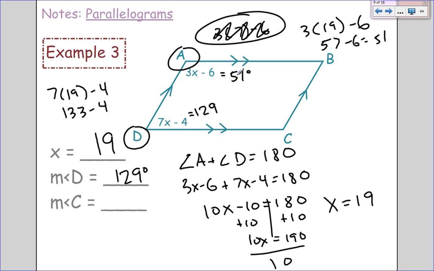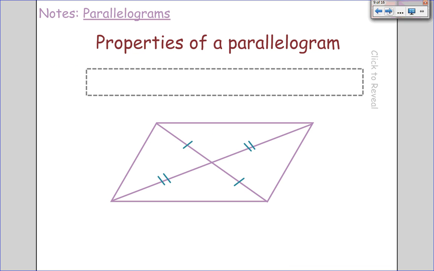Now, I knew I was wrong there. This is a good strategy because if I plugged in 7, I would have gotten 15. And 15 plus 129 didn't give me 180. That's how I knew I had done something wrong. However, I can now see that 51 plus 129 is 180 because these angles are supplementary. Now it wants angle C, and since angle C and angle C are across from each other, they're congruent. So angle C is 51 degrees.